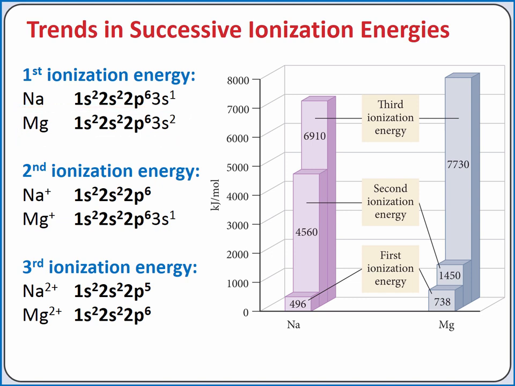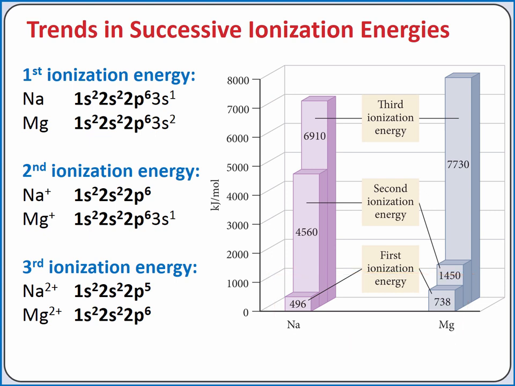So when we remove the first electron from sodium and magnesium, we're removing a valence electron from each atom. So we follow our periodic trend that ionization energy increases up and to the right in the periodic table. Thus, it requires more energy to remove the first electron from magnesium than from sodium.